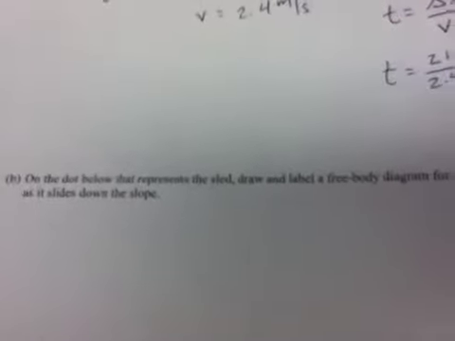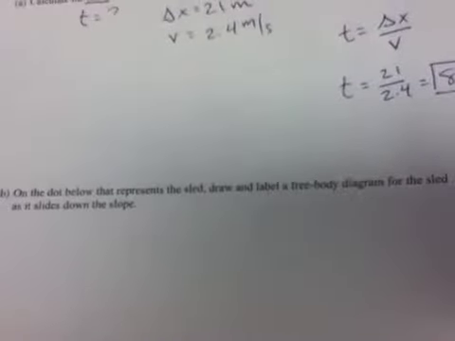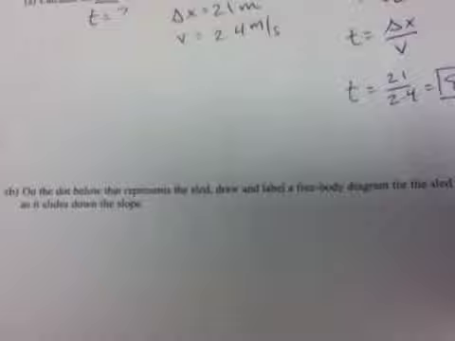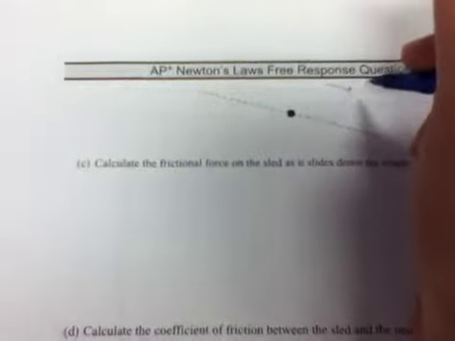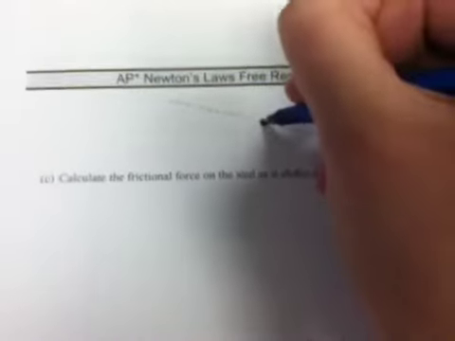Then for part B, it wants to, on the dot below that represents the sled, draw and label a free body diagram for the sled as it slides down. So we see that the free body diagram is actually on the other side, and so we see that it's going down at that velocity, but don't draw that arrow because that's an unnecessary line and they may even count it wrong if you draw it. But we just know that our velocity is going down to the right.